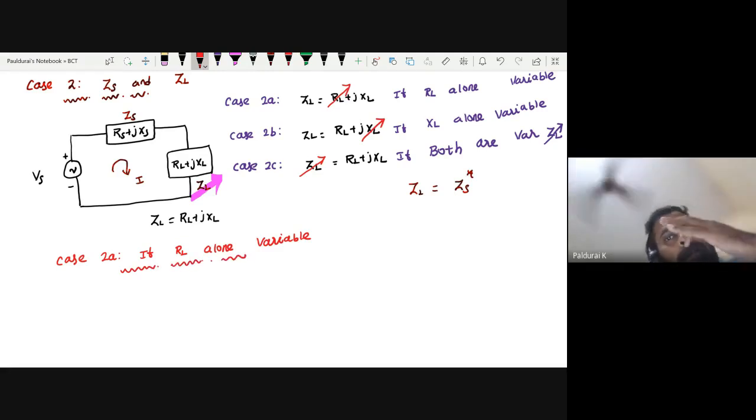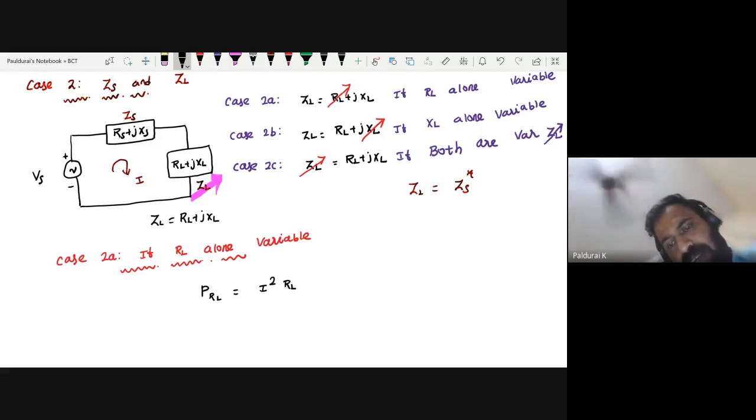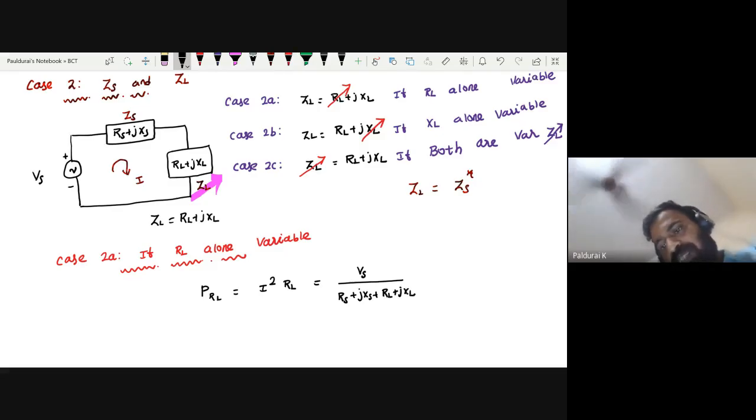Here, what is the power dissipation formula? Power dissipated by load. Here also take the same formula, I squared RL. What is the formula for I? I equal to V by R, where V is Vs divided by R, the total resistance, right? Rs plus jXs plus RL plus jXL.